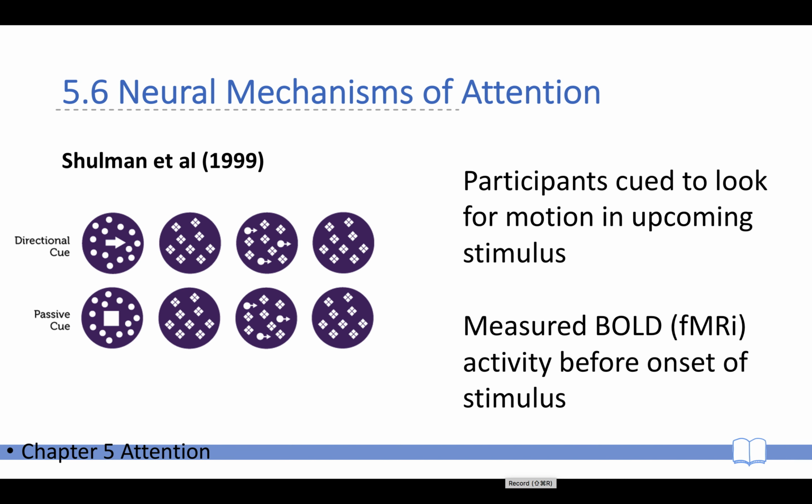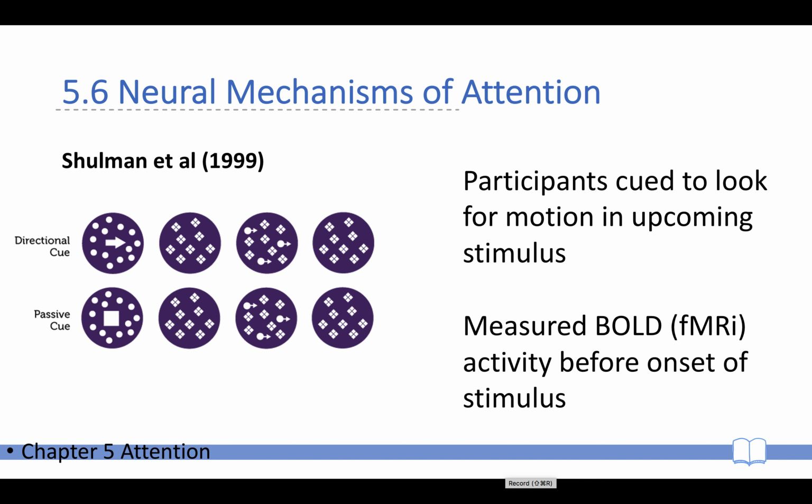Shulman et al. performed a series of experiments that demonstrated these two different types of attentional resources in the brain. In this task, participants were cued to look for motion in an upcoming stimulus, or were given a passive cue, in which case they were told there was no particular task that they had to perform.